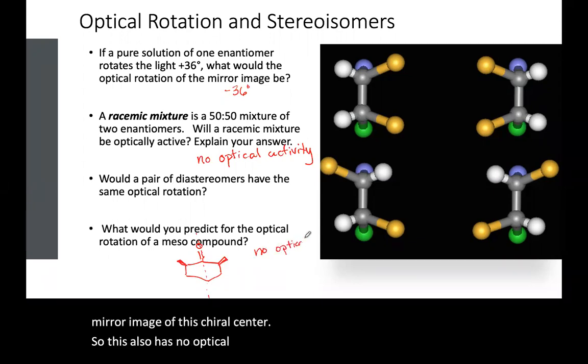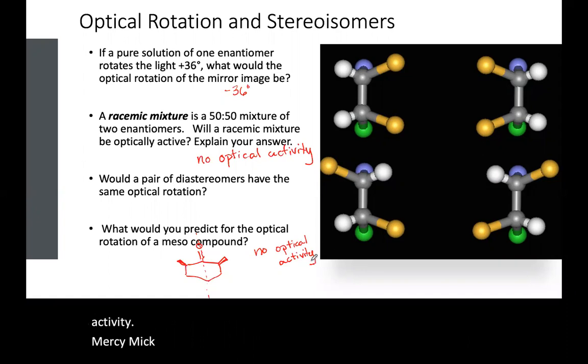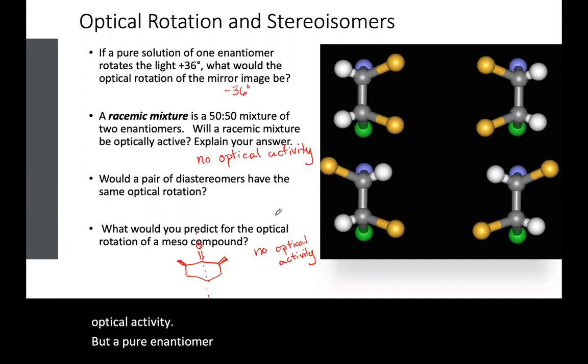So meso compounds have no optical activity. Racemic mixtures have no optical activity. Achiral molecules have no optical activity, but a pure enantiomer or a diastereomer will have optical activity.